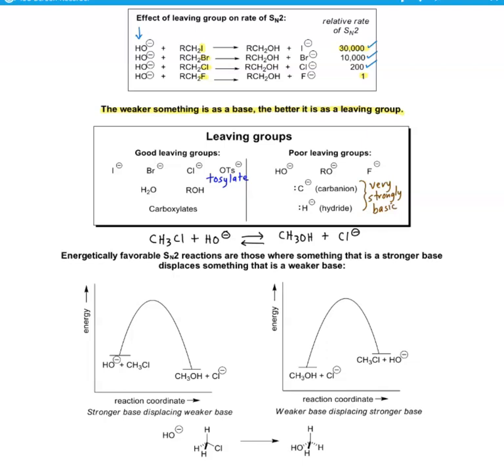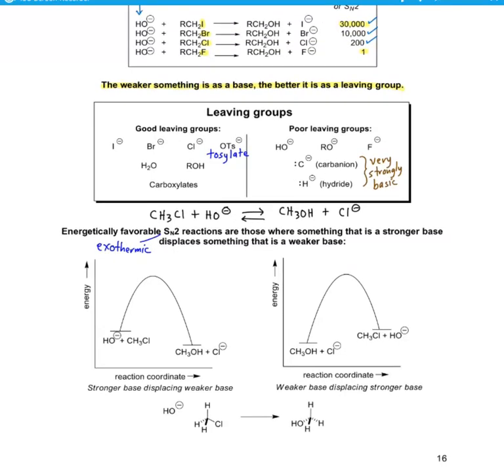How would we know which side is favored? Well, remember that an energetically favorable SN2 reaction, this means an exothermic reaction, involves something where a stronger base displaces something that's a weaker base. So that would be the forward direction as this is written, because the hydroxide ion is going to be a better nucleophile than it is a leaving group, and chlorine is going to be a better leaving group than hydroxide.